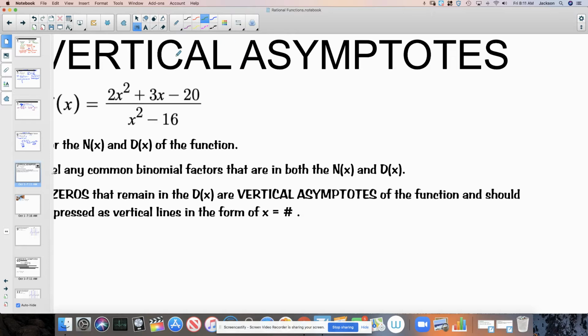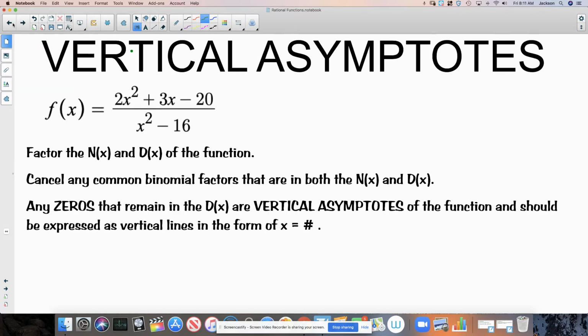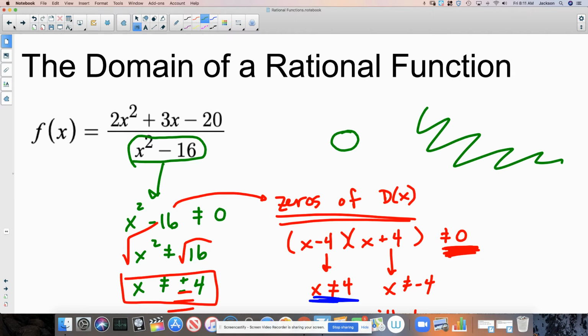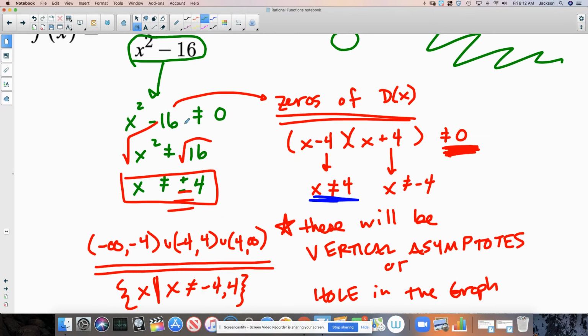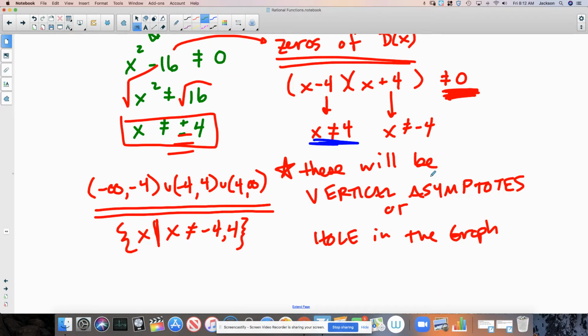So remember this concept, which we covered in an earlier video when we were talking about the domain. We said for the domain, we cannot let the denominator equal 0, right? So we had to set up this inequality, and then we found that there were two values of x that would have produced a 0 in the denominator, 4 and -4. Okay. Now, we said at the time that these will be either vertical asymptotes or holes in the graph. But either way, we have to exclude them from the domain. And we showed two different ways to do that.